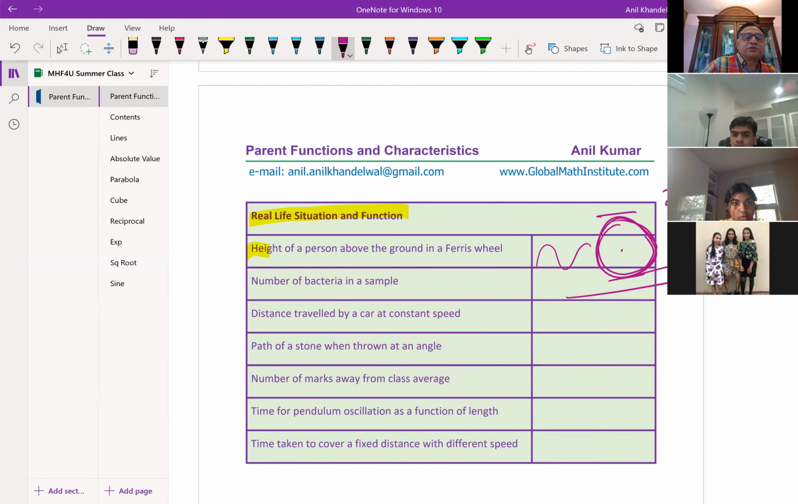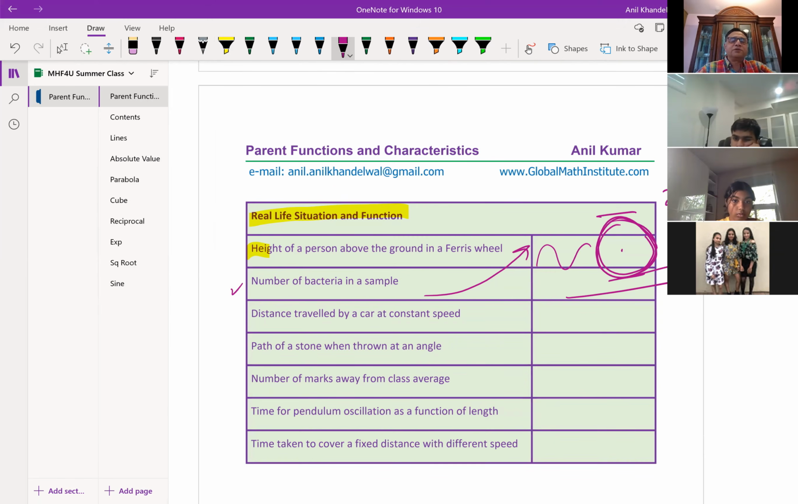Now, second one, Vishruta, can you please read the second one and answer? Which function will help you? Number of bacteria in a sample. I think this would be exponential function, because they rapidly increase. Initially, cell division, right? So 2, 4, multiplied by 2 every second, for example. So exponentially increase. So any example like that we could model with exponential function, right?